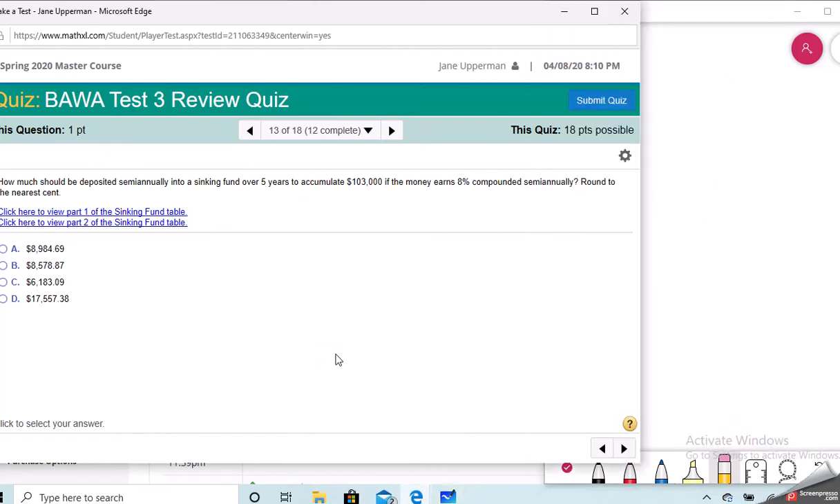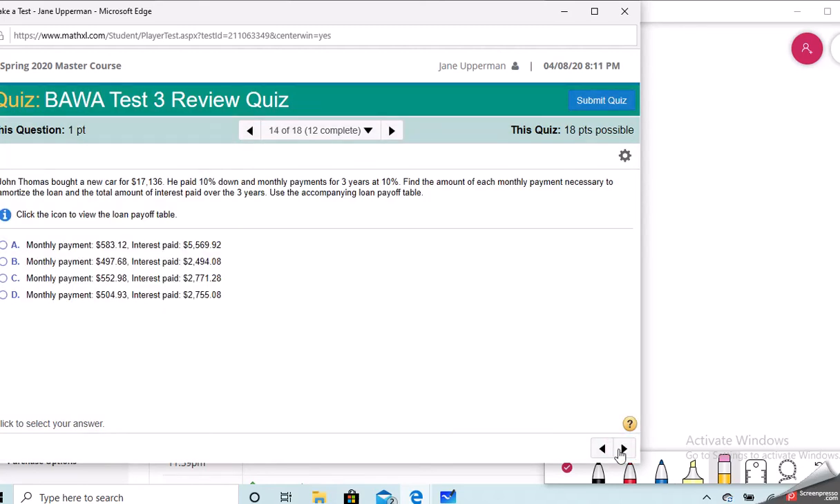Okay, then how much should be deposited semi-annually? So this one's basically the same as the one that we just did. So to be honest, I'm gonna skip it. So look back at what I just did on that last one.